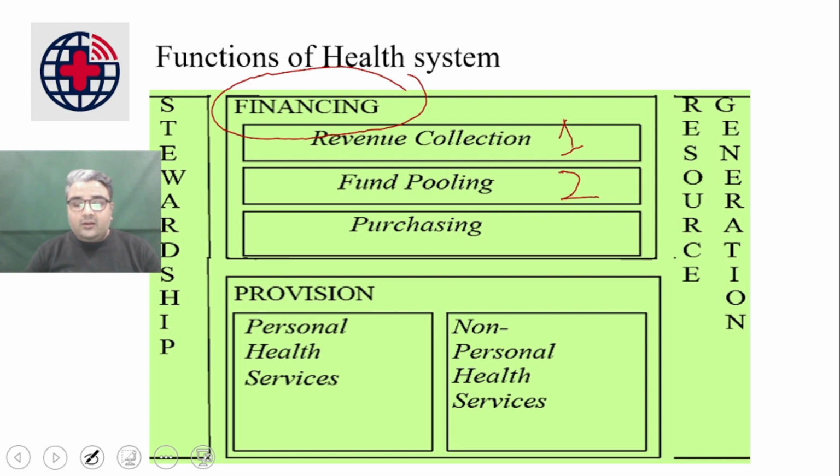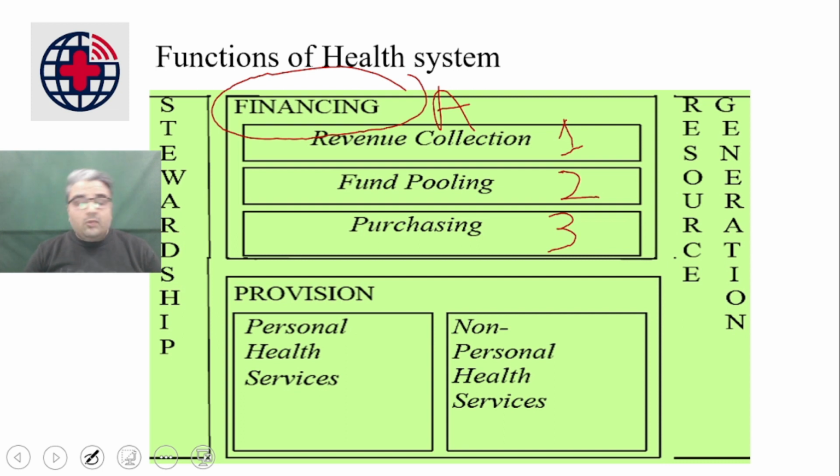And from that fund, the government might give us health insurance backed up by social security. And so through that fund pooling, the government might purchase health services for us. So these are the three sub-functions of financing. Financing is the first function of a health system, which is revenue collection, fund pooling, and then purchasing. That's number one, financing. Number two is stewardship. How do you lead the health system? So what's the leadership structure?